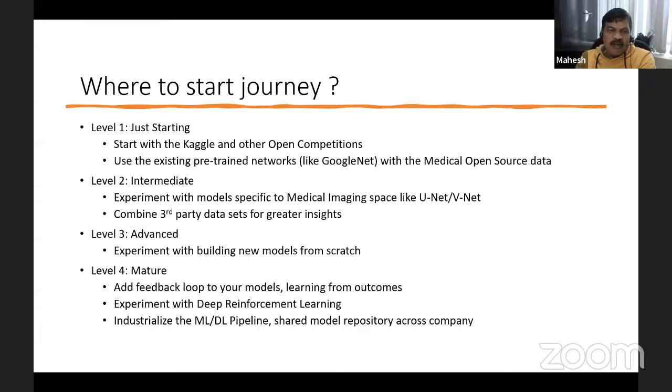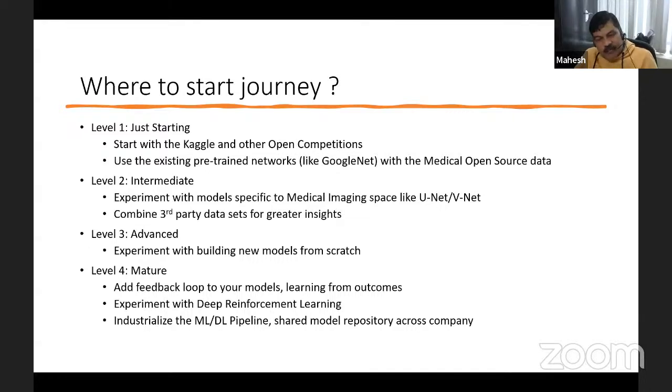In this way, level wise, if you study, you will be a very good deep learning learner. Advanced means here you can experiment with building new models from scratch. Level 1 and level 2 we are using the ready-made models. Level 3 we are starting with our own model. And at level 4, it is mature. There we can experiment with a lot of techniques.